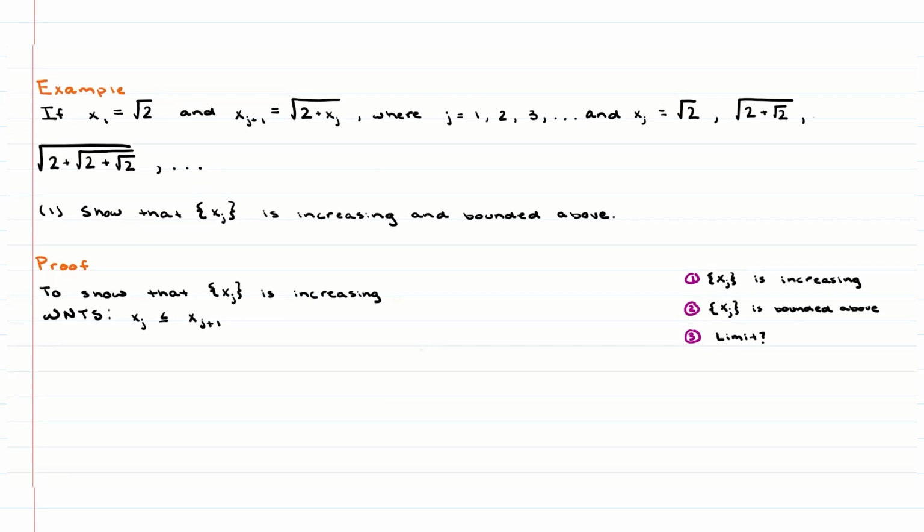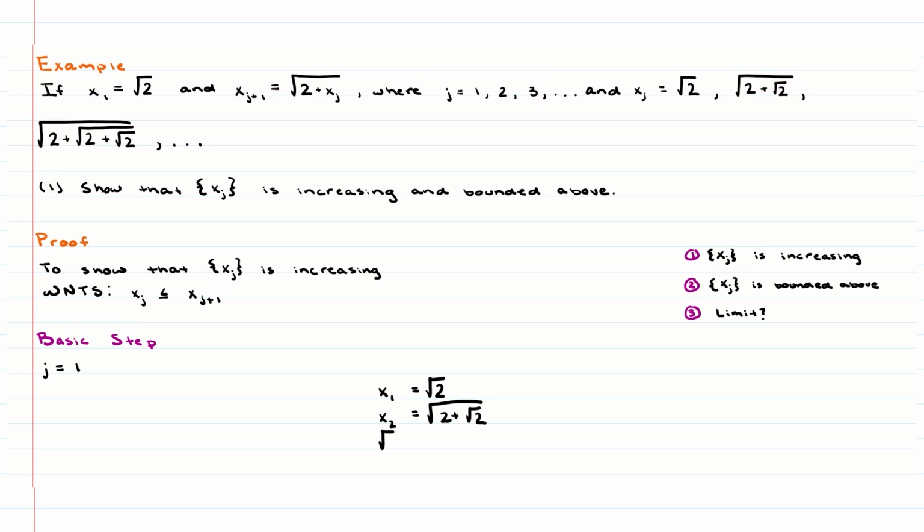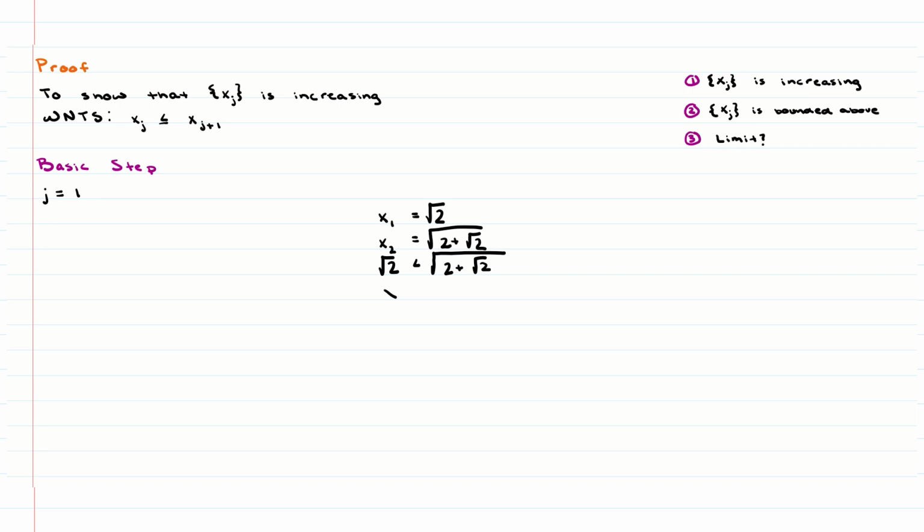Now we're going to prove this using induction, so we're going to start with executing our basic step. We'll set j equal to 1, and remember we're trying to show that x sub j is less than or equal to x sub j plus 1. So when j equals 1, we're comparing x sub 1 and x sub 2. We know that x sub 1 equals the square root of 2, and x sub 2 equals the square root of 2 plus the square root of 2. And notice the square root of 2 is less than the square root of 2 plus the square root of 2. So we see that x sub 1 is less than x sub 2. Hence P1 is true, and we've executed our basic step.